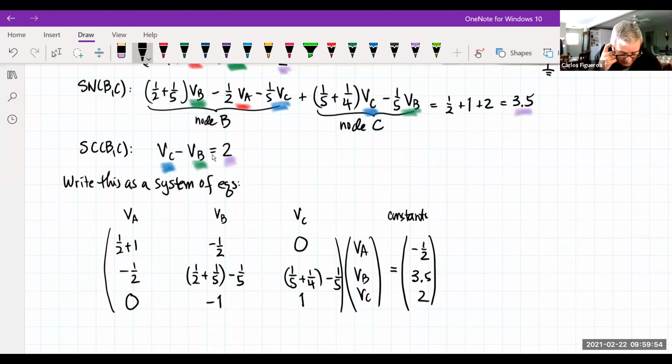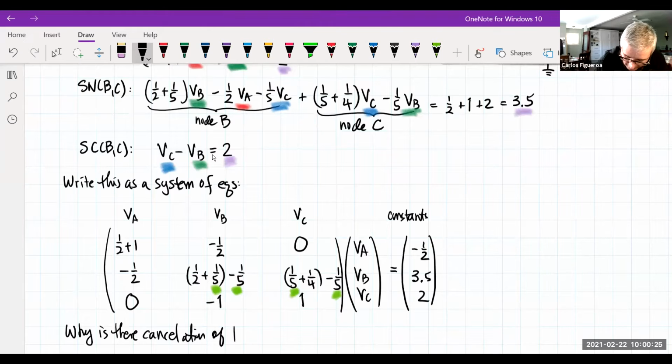But one of the things that I want you to pay attention to is this guy right here. When you look at this node equation, note that I have a 1/5 and a -1/5 right here. And when I look at VC, notice that I have a 1/5 and a -1/5 right here. So the question is, why is there cancellation of the 5 ohm resistor value?